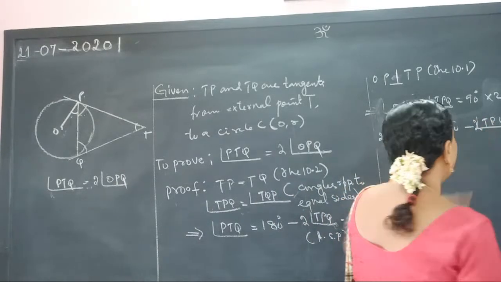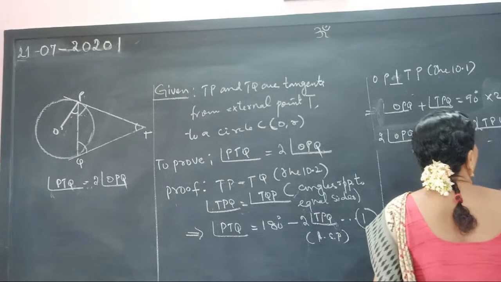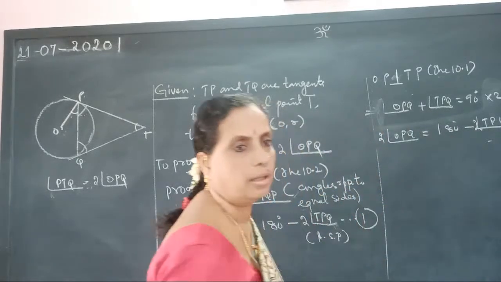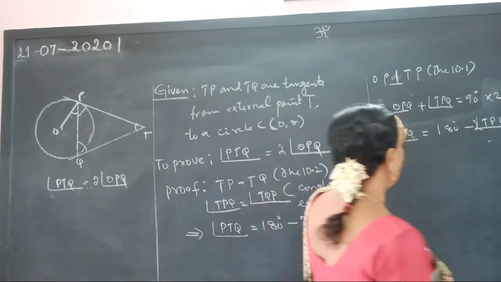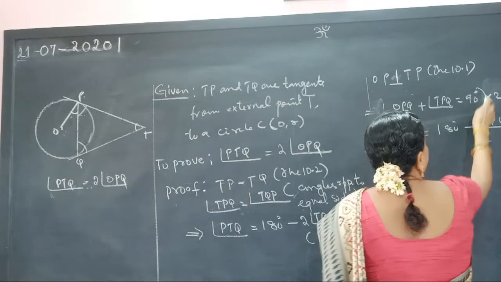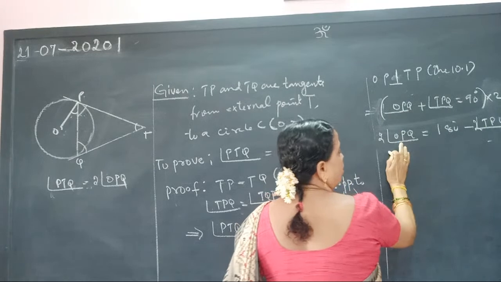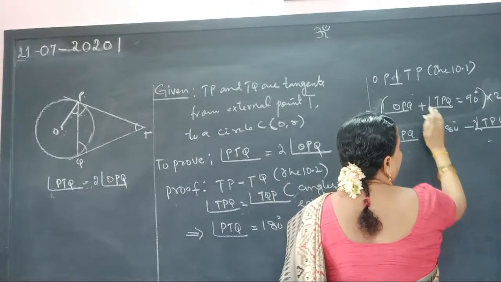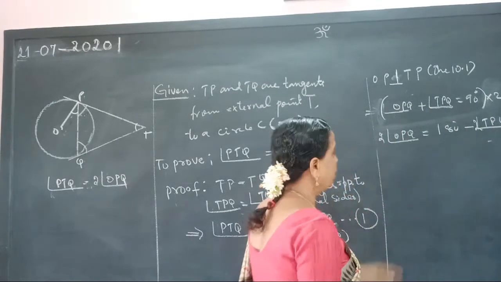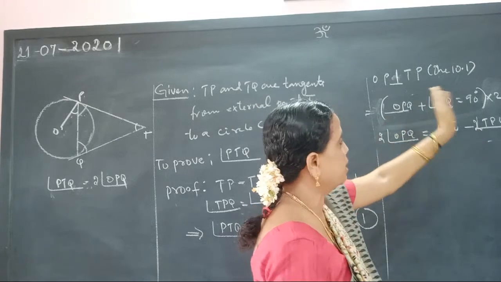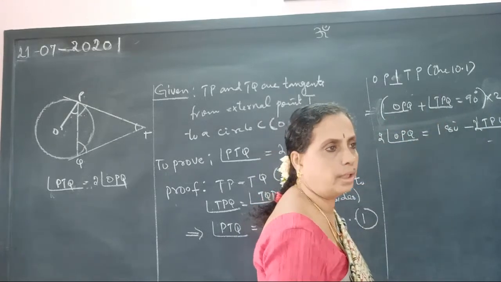That means the RHS of equation 1 and equation 2 are equal. To get the result, here I multiplied LHS and RHS by 2. 2 into this equals 180 minus this. I could have taken this equals 90 minus TPQ. Later, multiplying by 2 also we can do.